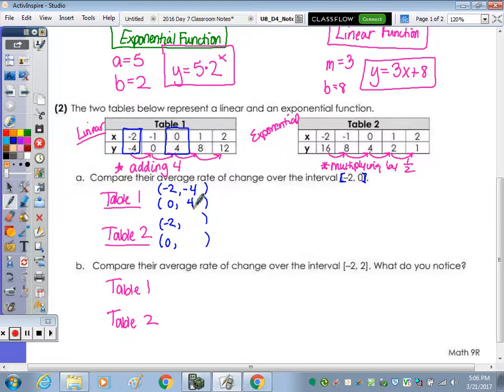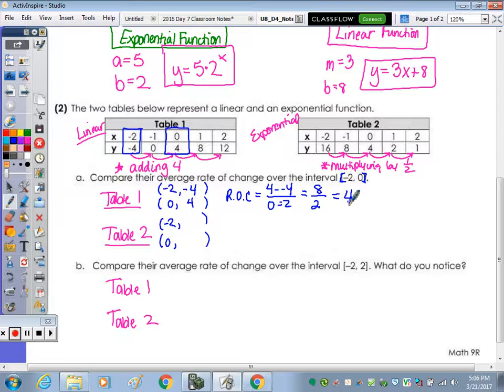So change of y over change of x, your rate of change, equals 4 minus -4, I subtracted the top from the bottom, over 0 minus 2. 4 minus the -4 turns into a positive 8, 0 minus 2. Okay, I forgot to have 0 minus the -2. That also becomes positive, and 8 over 2 is 4.